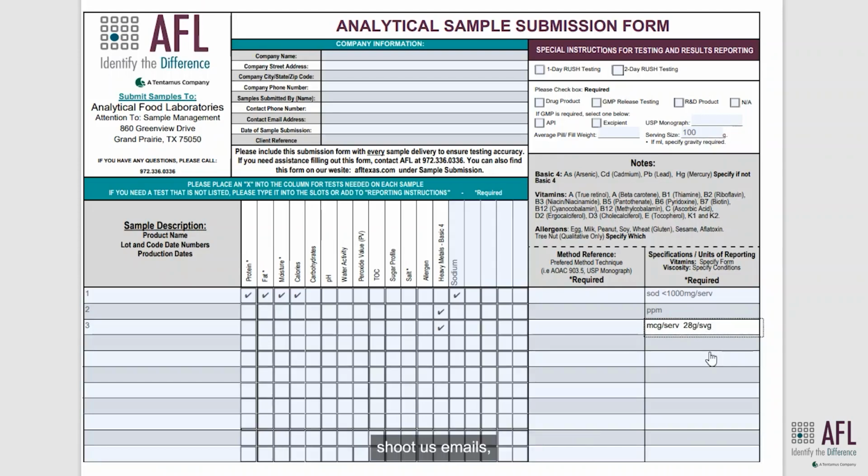If there are any questions, by all means, ask. Please shoot us emails, telephone calls, any way that you would like to connect with us. We would be happy to answer your questions beforehand. It simplifies our life. It simplifies your life.